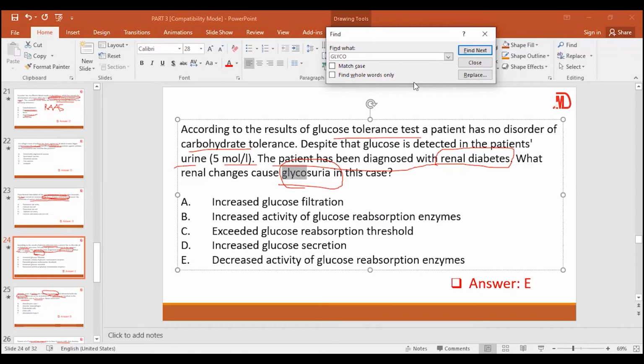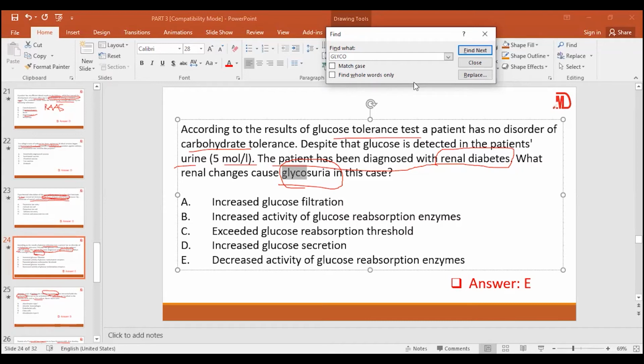Now, in renal diabetes, the problem is not really about glucose filtration. Glucose is normally filtered in the tubule, but it must be reabsorbed. Guys, are you understanding me? Glucose should be filtered, but it must be reabsorbed into the vessels again. And there's a problem with that reabsorption in cases of renal diabetes. That's why this glucosuria is caused by a decreased activity of the glucose reabsorption enzyme.